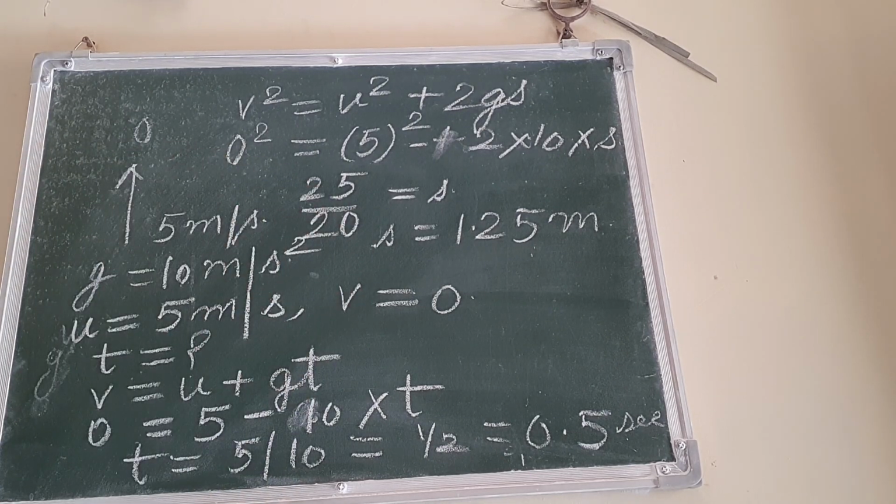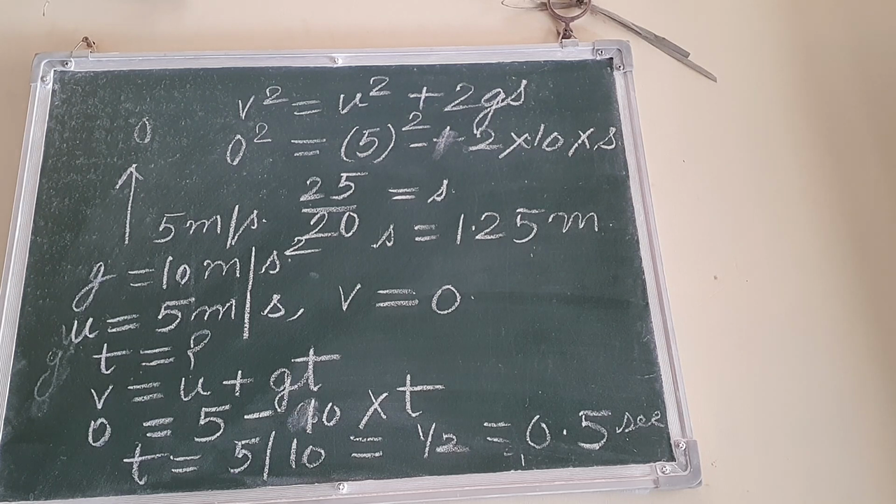So we are applying the first equation of motion, that is v is equal to u plus gt. So the final velocity 0 is equal to 5 minus 10 into t. So t is the time, that is 5 upon 10, that is half, which is equal to 0.5. So 0.5 seconds.